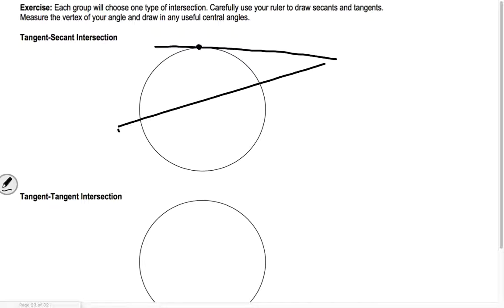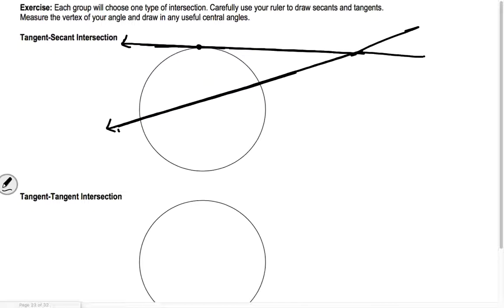Maybe I should use a ruler too. So a tangent's just going to touch on the very edge, and a secant's going to slice through. All right. So draw a tangent-secant. It can be any of them. And obviously they could cross over here, right? But we're really not going to worry about that part of the picture. We're just going to worry about just that part.